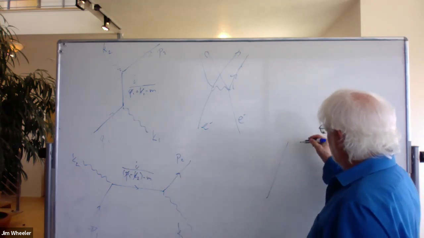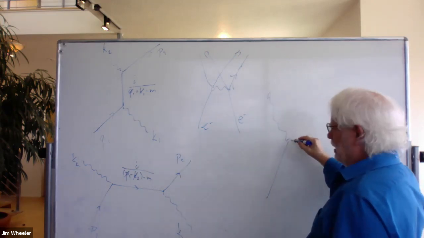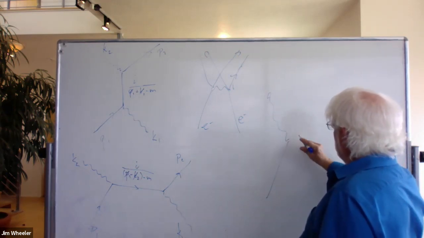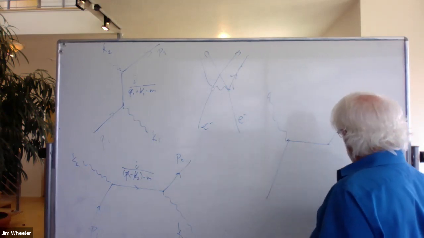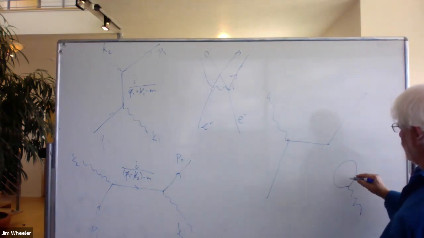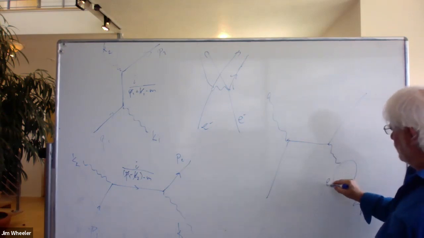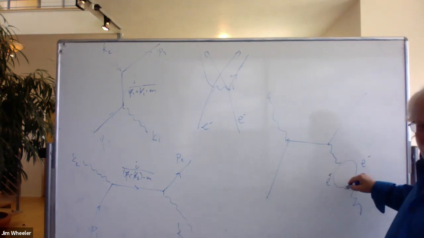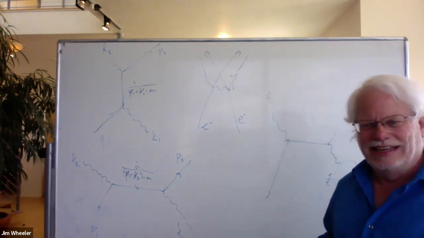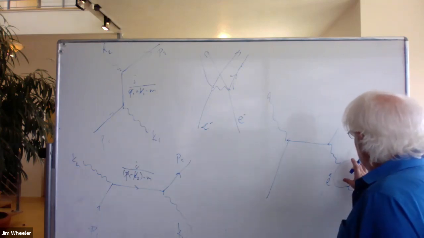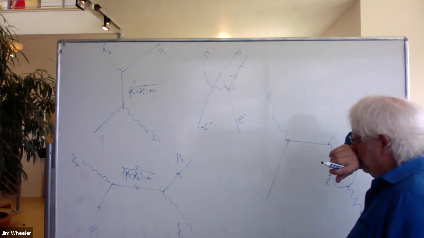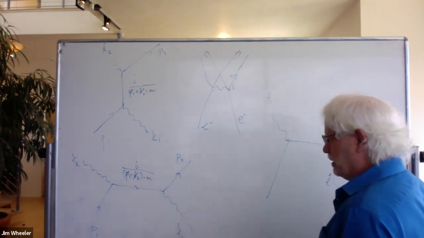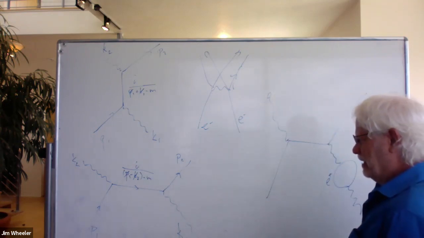If we had a process where, okay, this comes in, and let's see, what could this do? Well, okay, let's do it this way. Let's have this photon pair produce, E plus E minus here, something like that. You integrate over this internal momentum and that integral probably diverges. Now, I was trying to do something with this one and I'm not getting it.